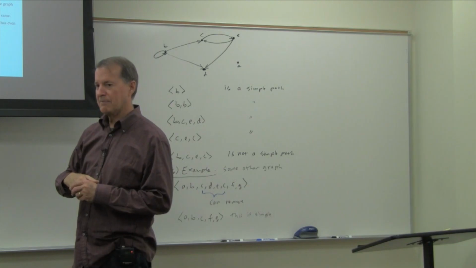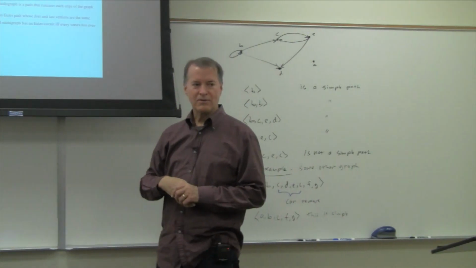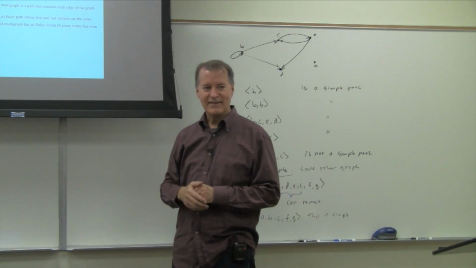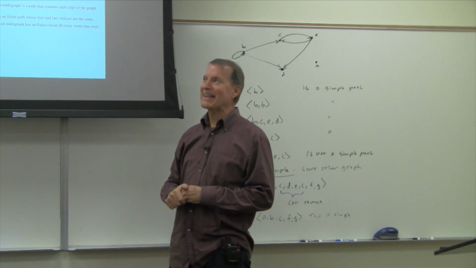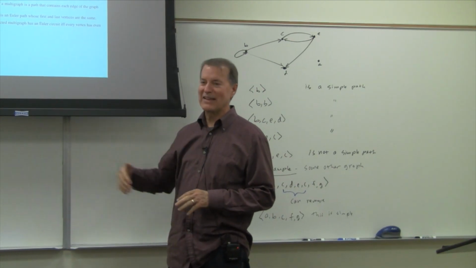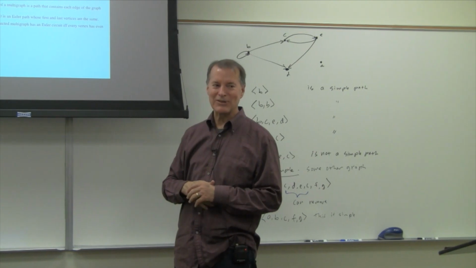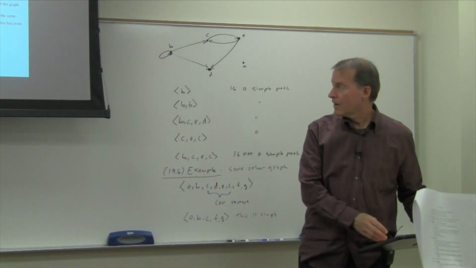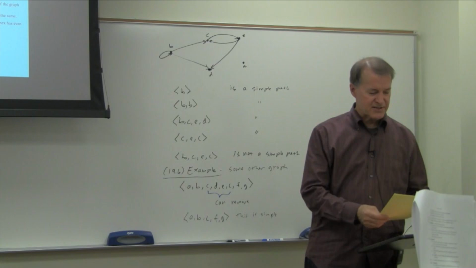Are you with me? You can do the path. Well, you start at C. Actually, I think if there's none of them with odd degree, I think it has to be a circuit. And the proof of 19.8 is in the book.